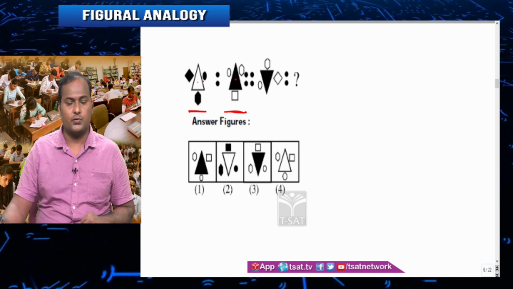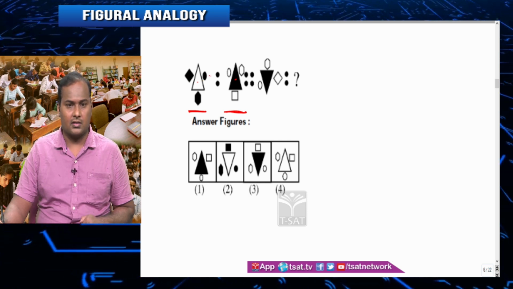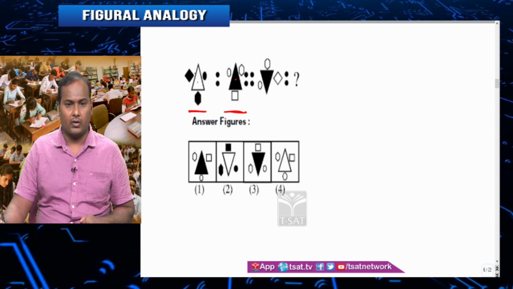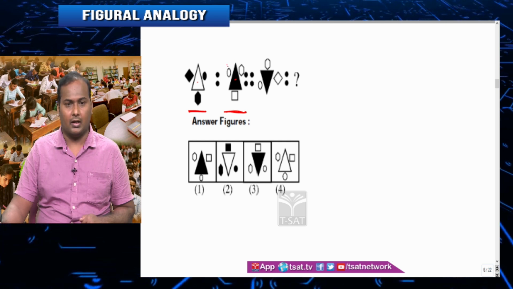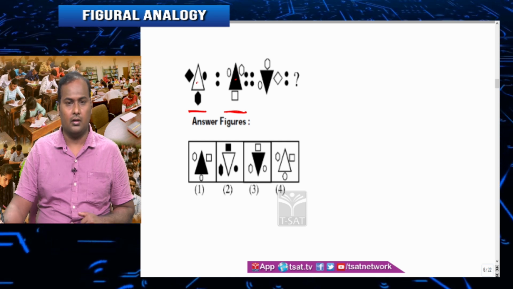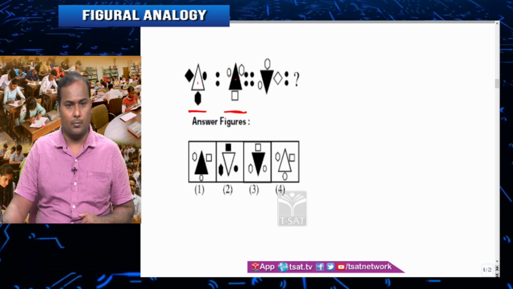So what is the second change we can observe? The second change is the outside figures. Here the outside figures are a circle, a hexagon and a quadrilateral. And the moment it enters into another figure, they are becoming lighter. They are not darker now, they became lighter. So there is a change of lighter to darker and darker to lighter in both the figures.